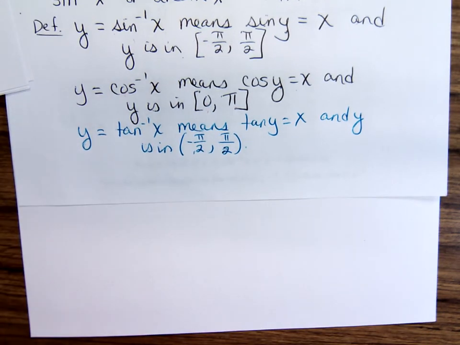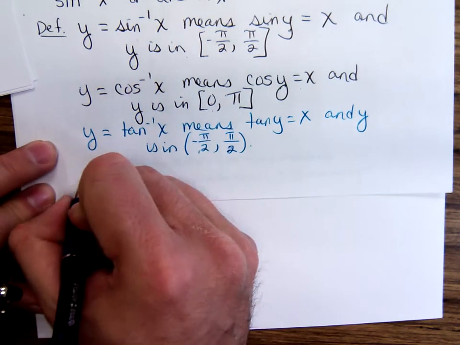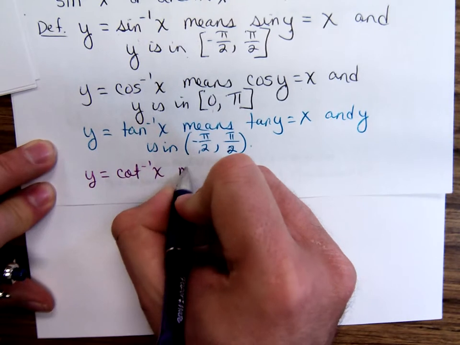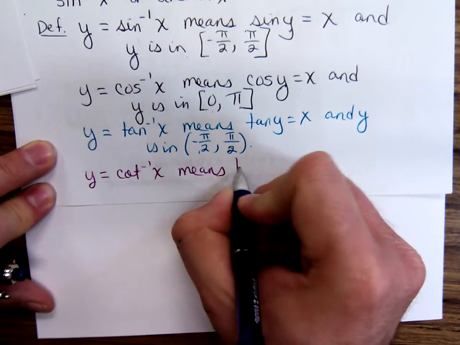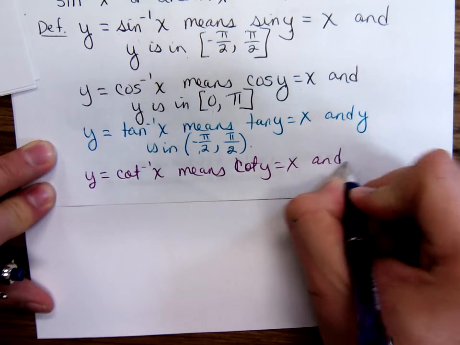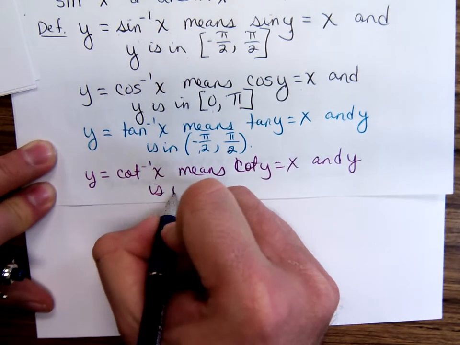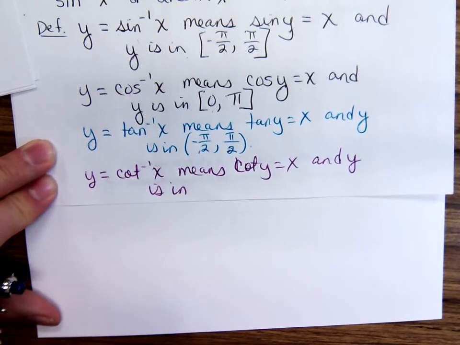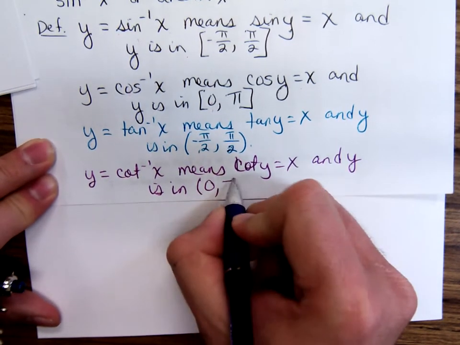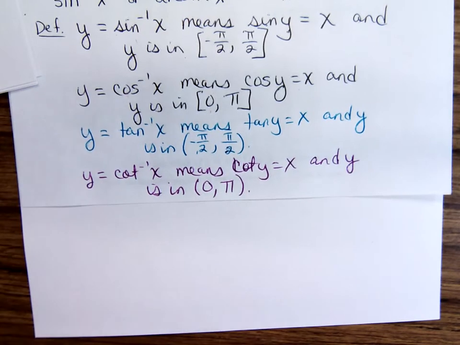And for inverse cotangent, it's the same thing. Cotangent y is x and y is in. What am I about to write? Am I going to put a parentheses or a bracket? Parentheses, 0 to pi. Sounds much worse than it actually is.